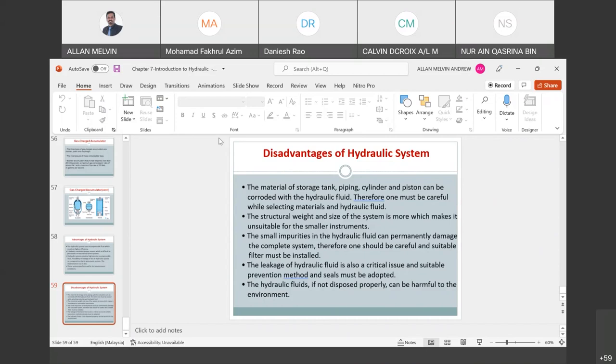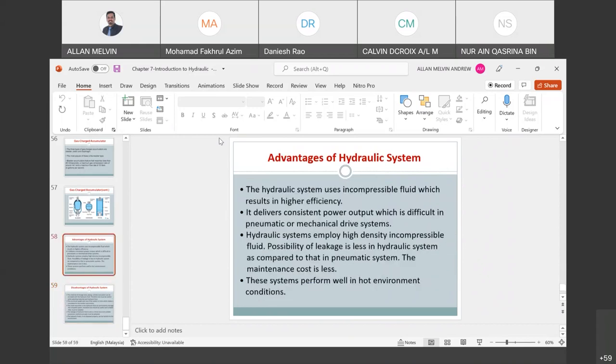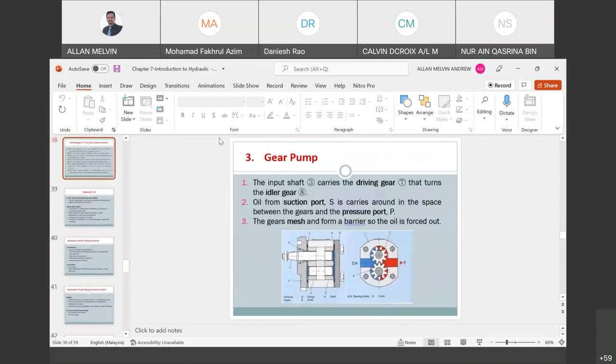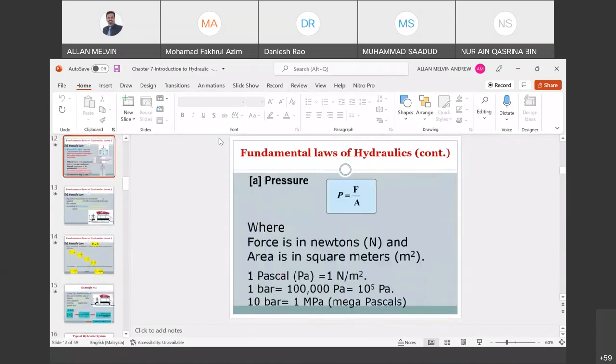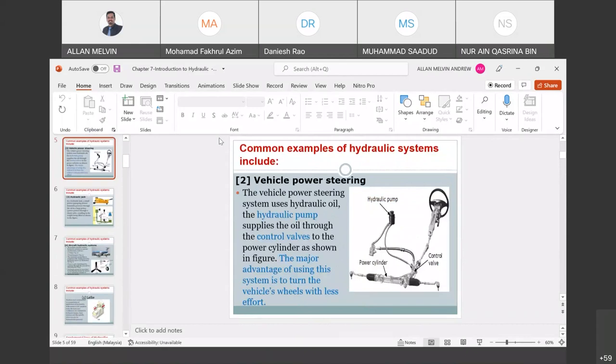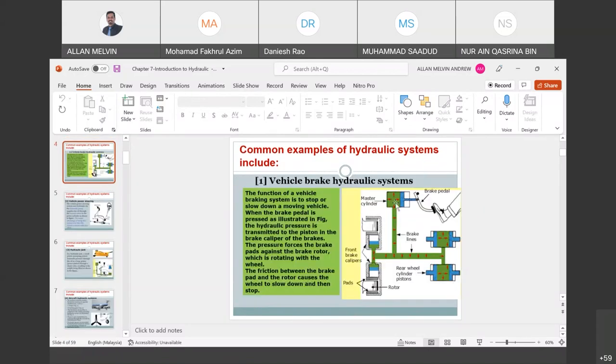So normally in the car, the obvious ones are the brakes and also the steering. You can refer to last week's part, where I uploaded the lecture notes, at the beginning, the vehicle power steering. You can see here how the steering is connected to the hydraulic pumps, and the hydraulics control the steering of the wheel as well as the braking. Braking can be in any system, not only cars, it can be a train or any system which uses hydraulics to apply brakes.